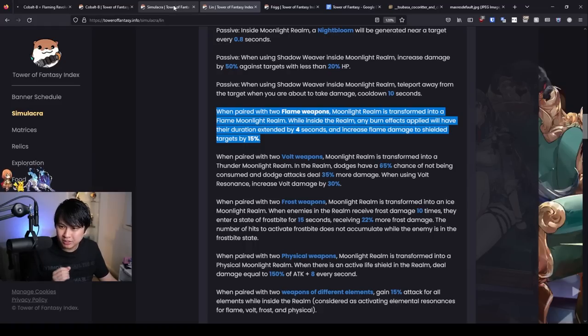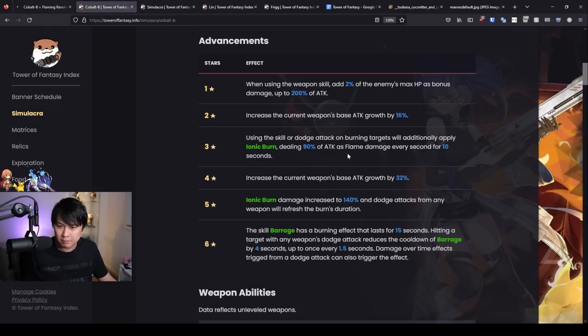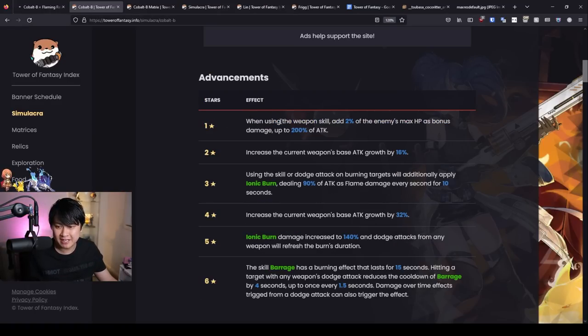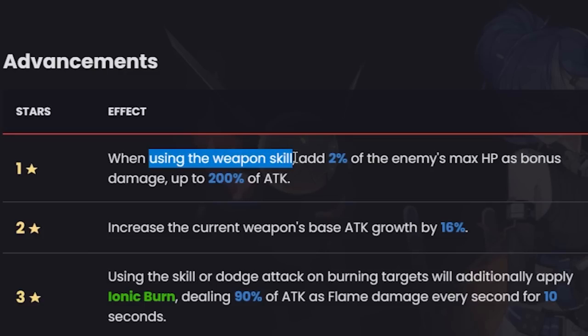Now, this is really, really good because if I come back to Cobalt-B over here, what you will see is deal 90% of attack as flame damage every second for 10 seconds. And if you add 4 seconds to that with the Lin skill over here, what it means is that she has essentially plus 4 seconds on the uptime. So that is 4 times 90% damage. You have just gained 360% attack with a burn. And so yeah, let's walk through each of these advancements and see how exactly they contribute to this philosophy of burn Cobalt.